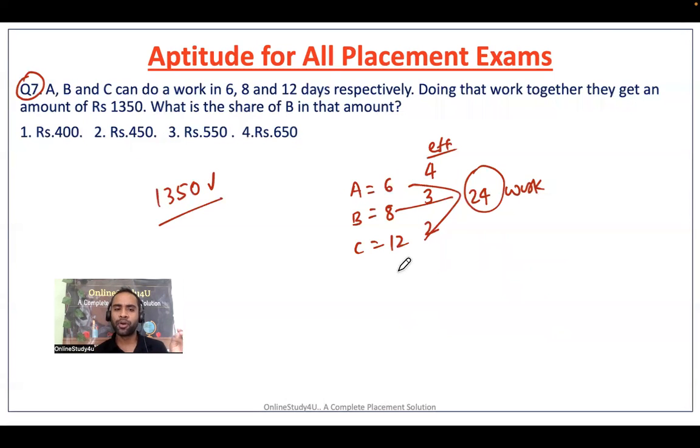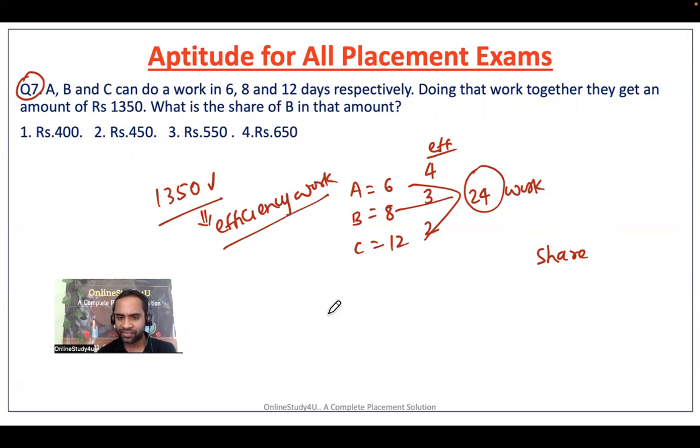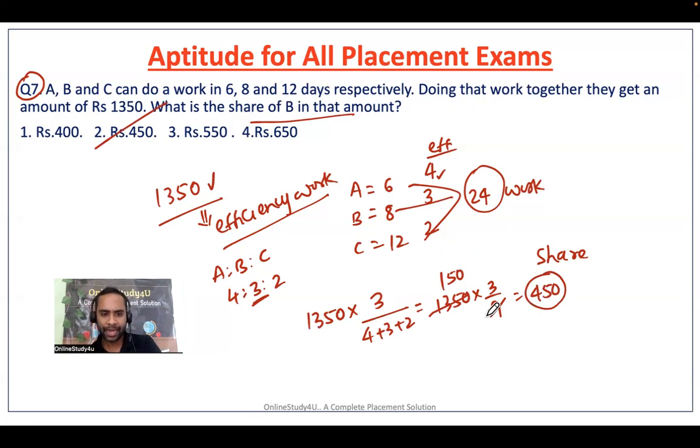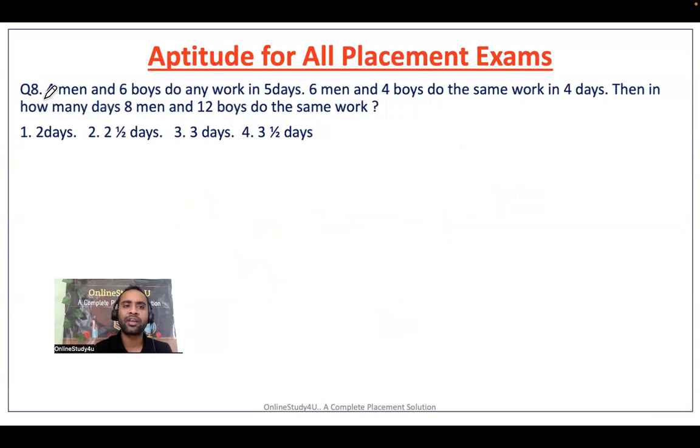What is the share of B? Now, friends, whenever they ask a question based on shares, the amount will be divided in the efficiency ratio. Always keep that in mind. So the efficiency of A, B, C is 4 is to 3 is to 2. The total amount is 1350, and they're asking the share of B. So for B it is 3 divided by the total, and the total is 4 plus 3 plus 2. So 1350 into 3 divided by 9. This is 15 times 150, into 3, 450. Friends, all the problems in time and work will be based on your efficiency.